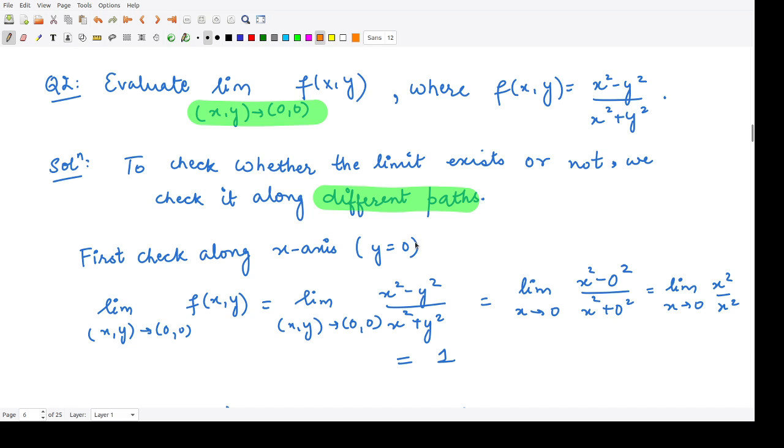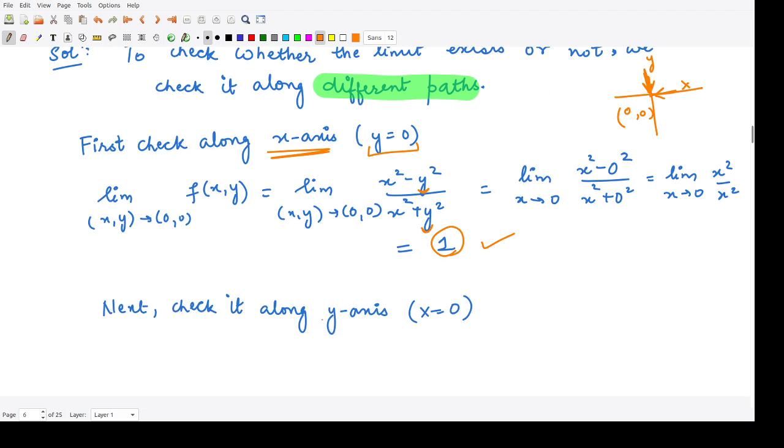Now we will check it along different paths. So firstly, because to move along this point (0, 0), suppose this is the coordinate axis, we can move along this axis, this is the y-axis, and we can also move along this axis, that is the x-axis. So the path here would be y is equal to 0. So what we do here is we substitute the value of y as 0. So when you substitute y is equal to 0, you will evaluate the limit as equal to 1. So this is the limit when you take the path along the x-axis.